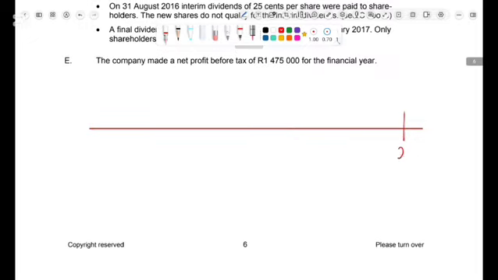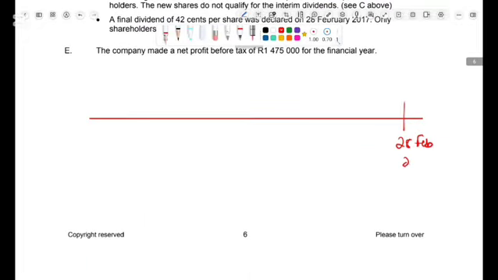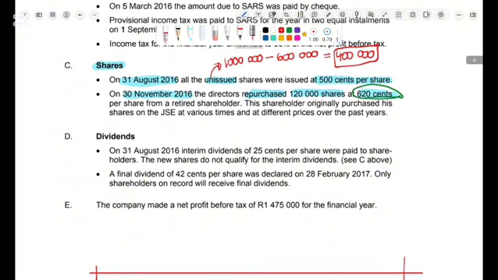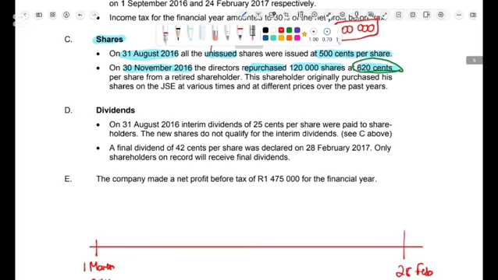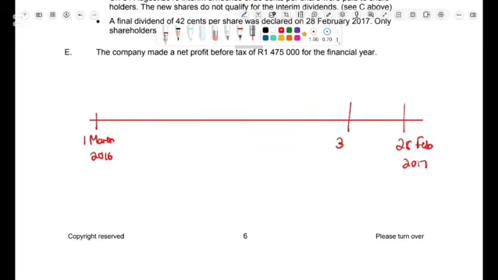Our year ends on the 28th of Feb. I think they said 2017, right? 28th of Feb 2017 would have started on the 1st of March 2016. So now what do I do? I go and input when my buyback happened. My buyback happened on the 30th of November 2016, right? So it happened somewhere here, 30 November 2016. This is when my buyback happened.